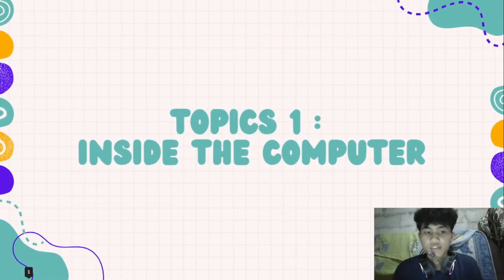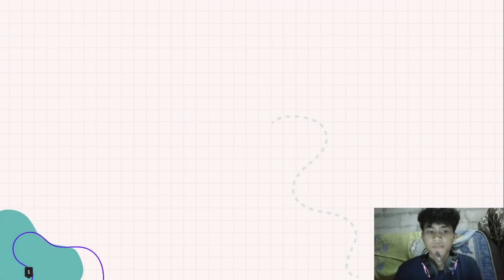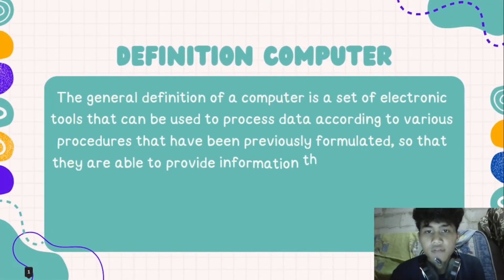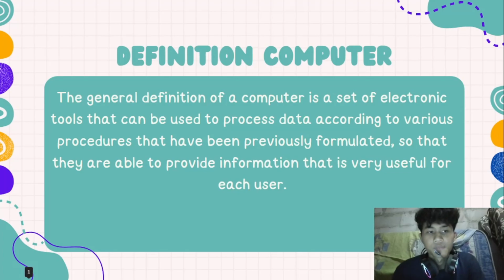Now I will present the result of my assessment, and the first topic is inside the computer. This time we will discuss the definition of a computer. The general definition of a computer is a set of electronic tools that can be used to process data according to various procedures that have been precisely formulated so that they are able to provide information that is very useful for its user.